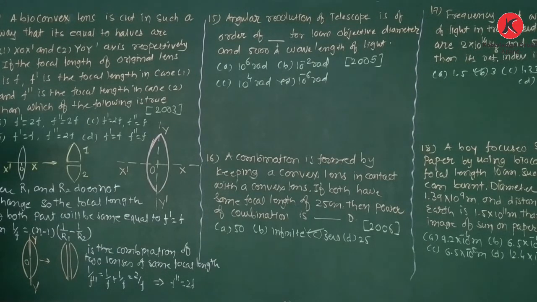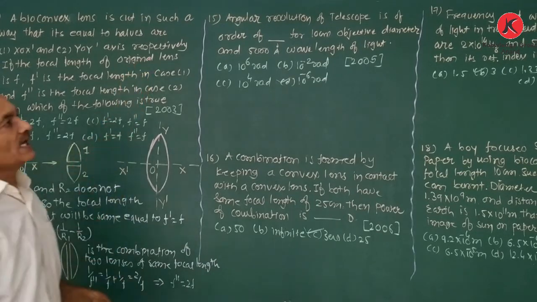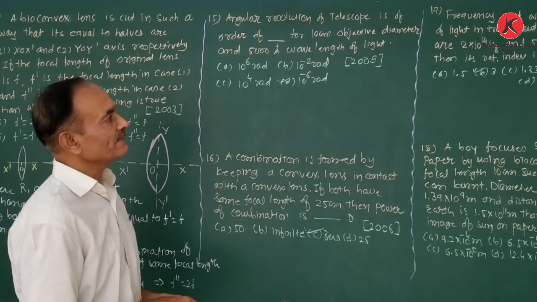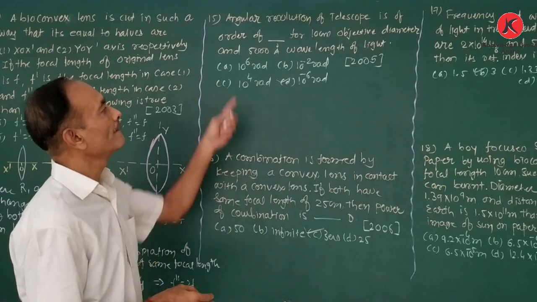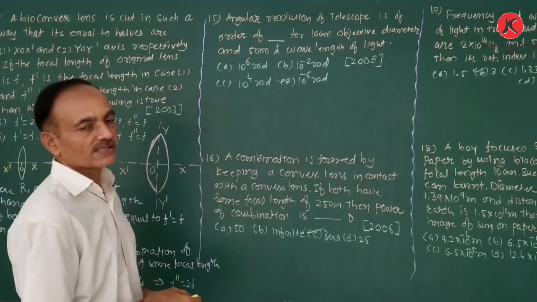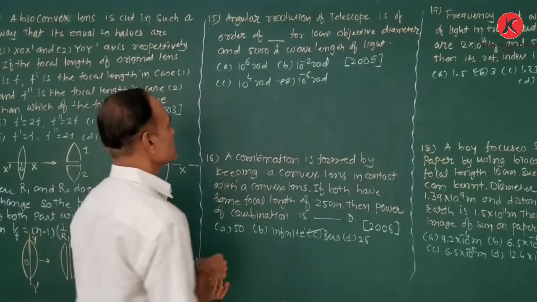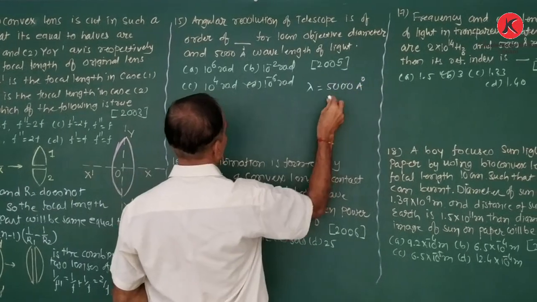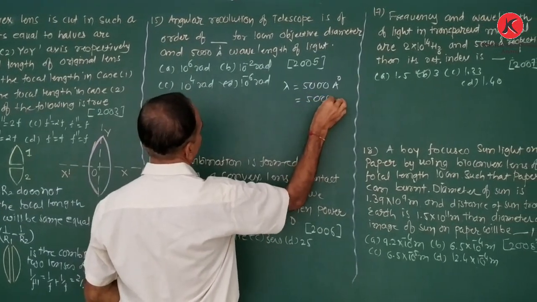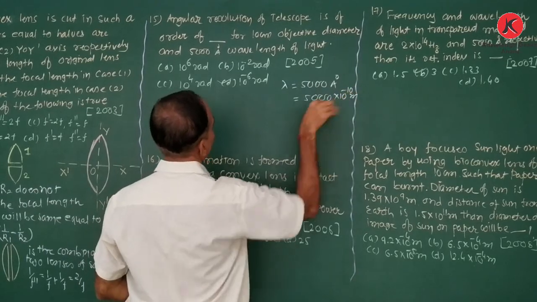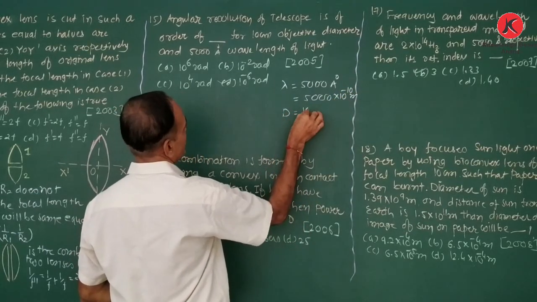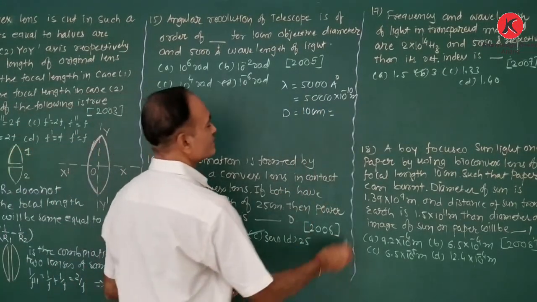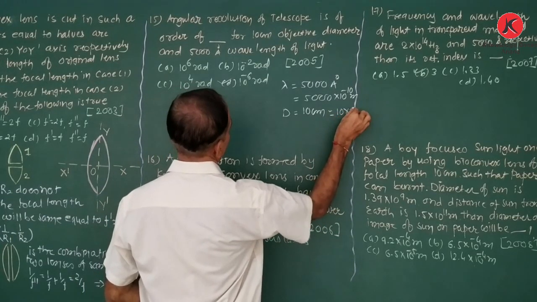Clear this? Okay. Now, next is angular resolution of a telescope is of order of length for 10 centimeter objective diameter and 5000 angstrom wavelength of light. Now listen here, the wavelength is given lambda is equal to 5000 angstrom. We convert into meter. So 5000 into 10 is 2 minus 10 meter. Diameter of objective is given, that is 10 centimeter. Convert into meter, therefore that is 0.1 meter, or 10 into 10 is 2 minus 2 meter.